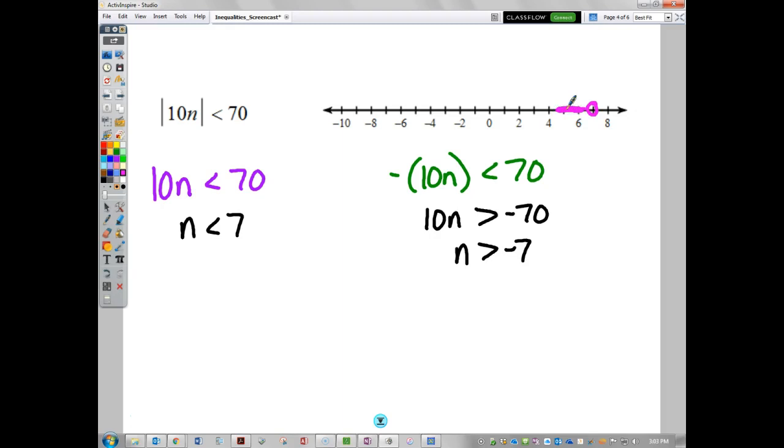All right, and then over here, it says n must be greater than negative 7. So here's negative 7 right here on the other side. Greater than goes to the right. So these are going to meet in the middle. And that represents the solution set. And in interval notation, we would say it goes from negative 7 exclusive to 7 exclusive.